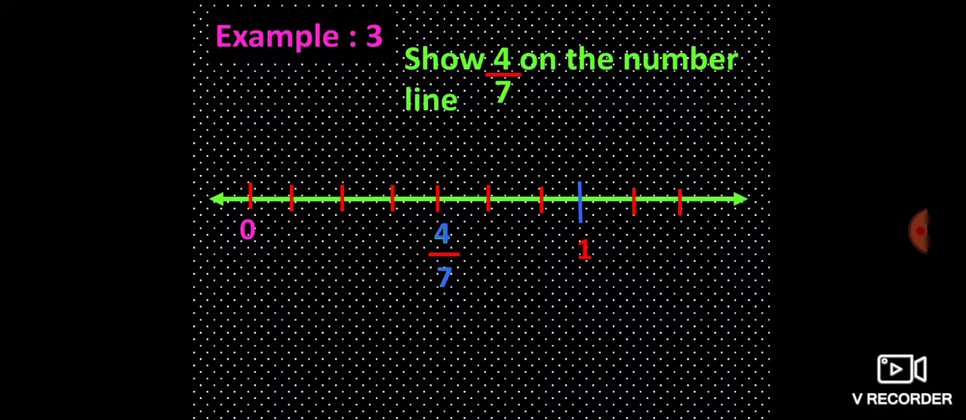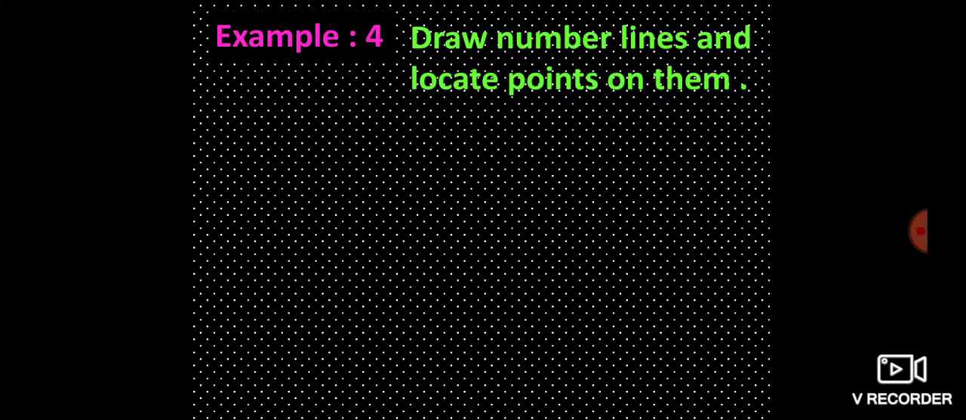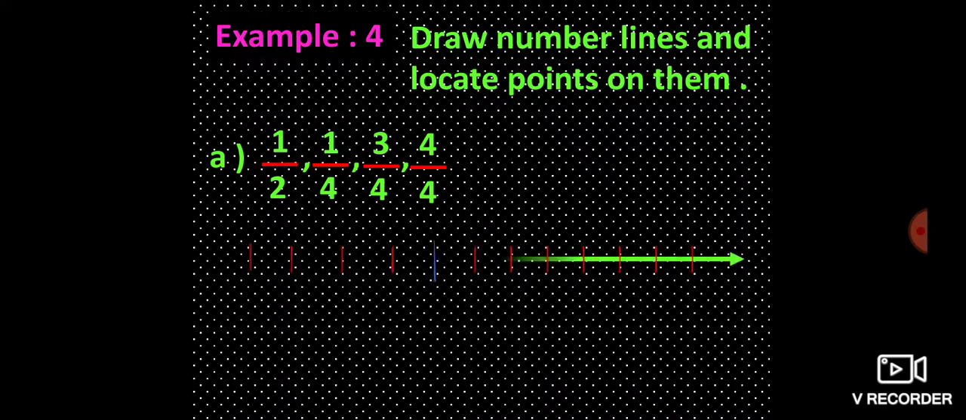Okay. Next example. Fourth example. Draw number lines and locate points on them. Here you are given 4 fractions: 1 by 2, 1 by 4, 3 by 4, 4 by 4. One difference is here, the first fraction is 1 by 2. Here the denominator is 2. All the other denominators are 4. So we change this denominator to 4. We change the first denominator to 4.